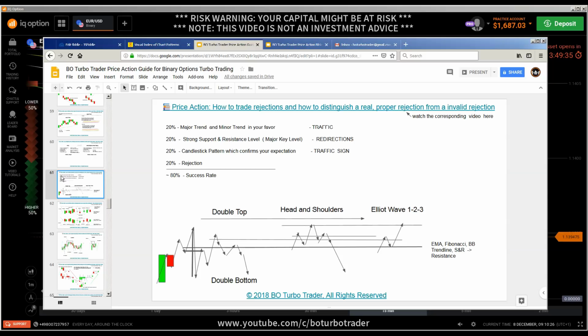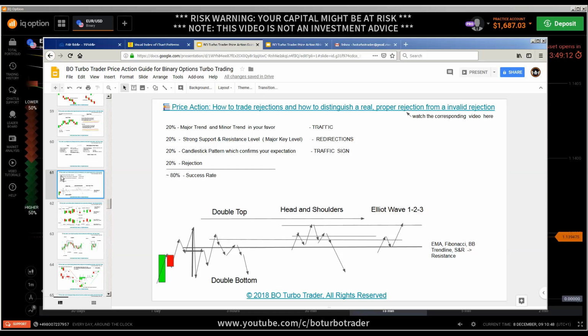If you get it wrong, you blame the rejection. You do not have to blame the rejection. You have to blame yourself, because you have done the wrong kind of analysis. You have done wrong candlestick analysis. You have done wrong key level, support and resistance, and you have done wrong trend analysis.